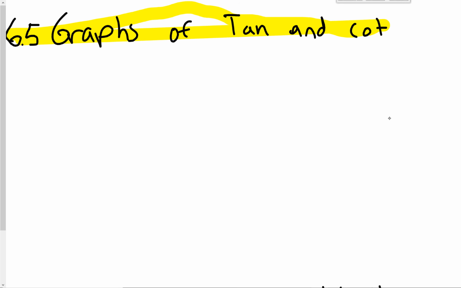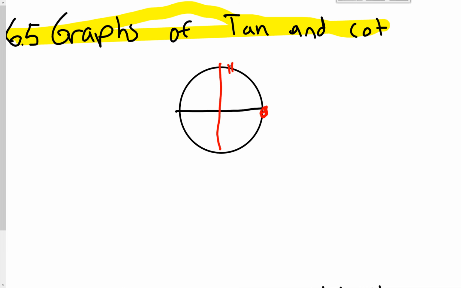Chapter 6, Section 5 on graphing tangent and cotangent. So we know from the unit circle that we have some easy x's, which are our angles, like 0 degrees for sine and cosine, 90 degrees for pi halves, which gets us 1, 0, 0, 1. At pi, we're at negative 1, 0, and 0, negative 1.